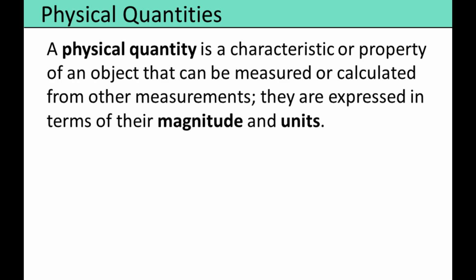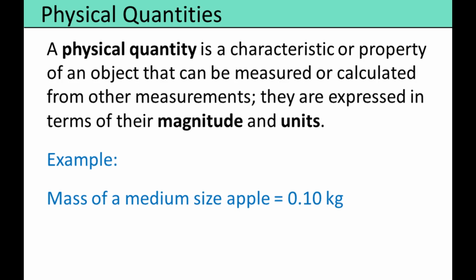As an example, the mass of an apple could be specified as 0.10 kilograms, where 0.10 is the magnitude of the mass, and kilograms is the unit we are using as reference. Specifying the units is essential because the amount of mass of the apple would have a different magnitude if other units were used. For example, 0.22 pounds in the units used widely in the USA.